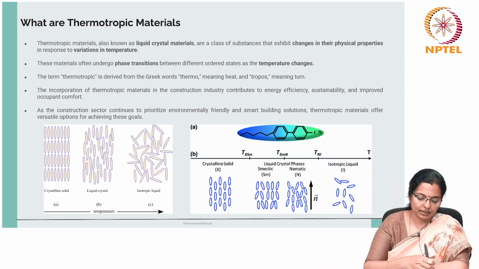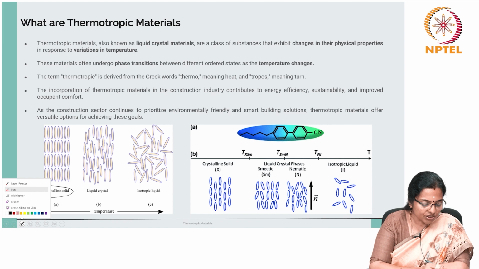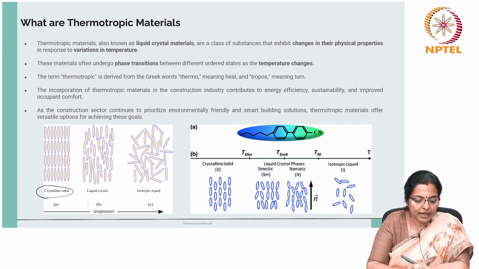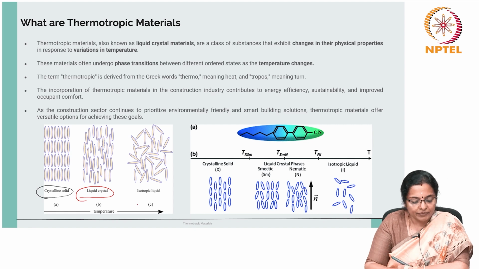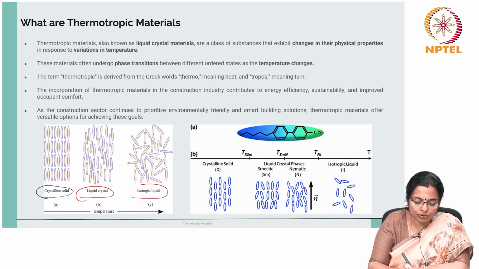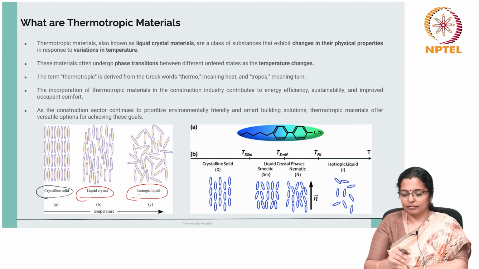Here you can see the structure of various forms. This is a crystalline solid which is arranged in a very clear manner. The liquid crystal becomes a little more organic and the isotropic liquid is completely random.